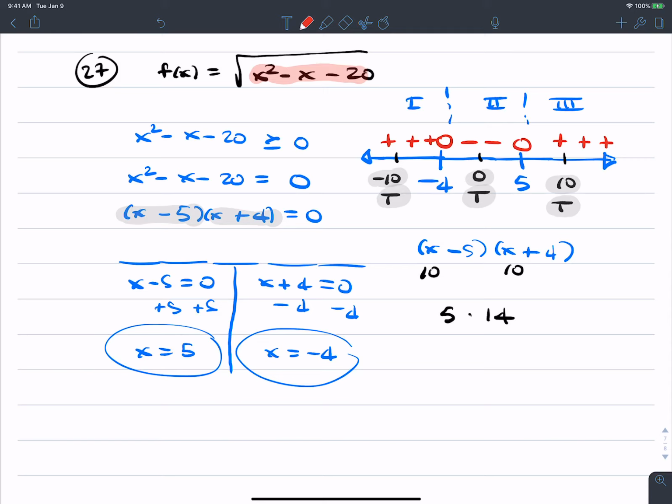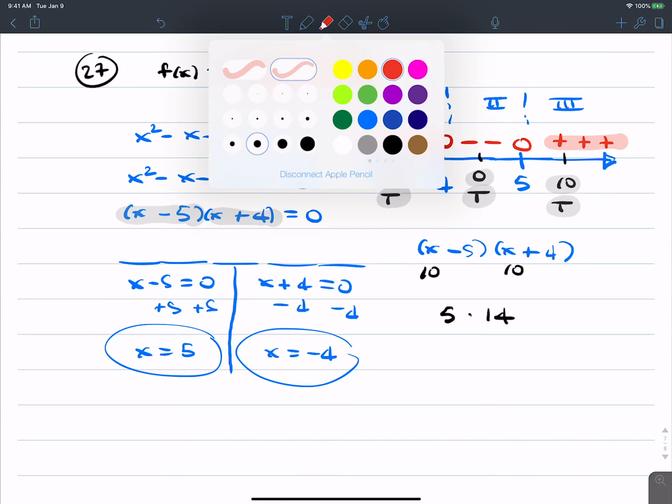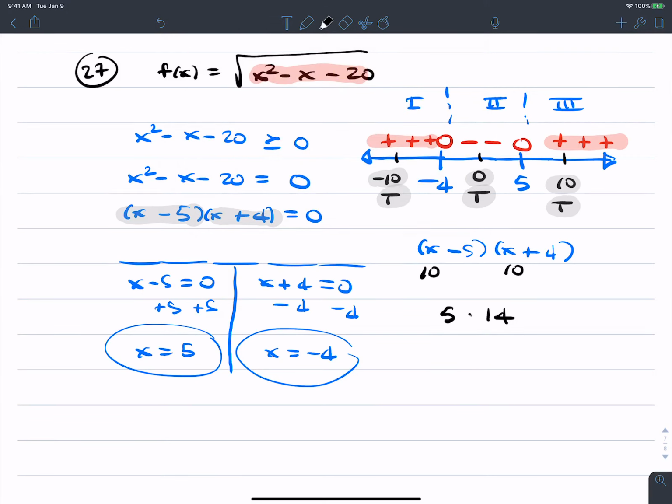So we want to know where this is greater than or equal to 0. Being greater than 0 means being positive. These are the regions where it's positive: region 1 and region 3. Every number to the left of -4 gives us a positive answer. Any number to the right of 5 gives us a positive answer. Now we include -4 and +5 because we include where this equals 0 as well.